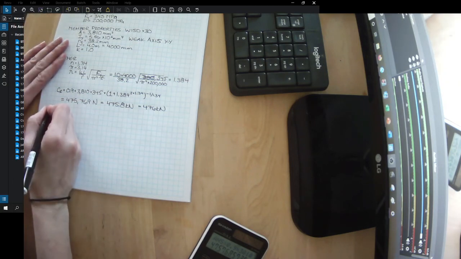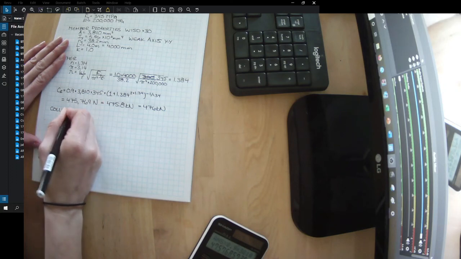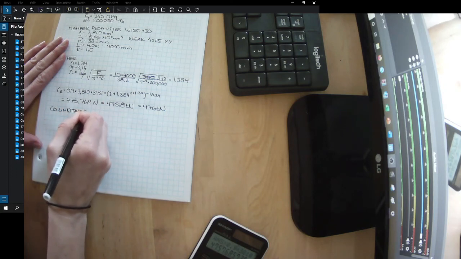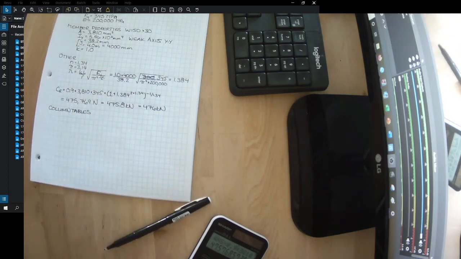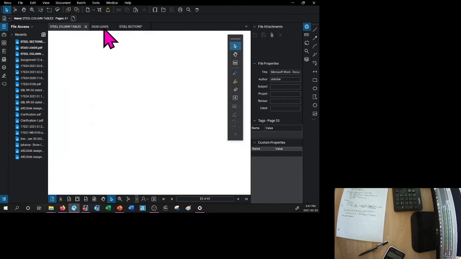Let's look at the table, the column tables. Let's go to the column tables for W150 here. Steel column table.